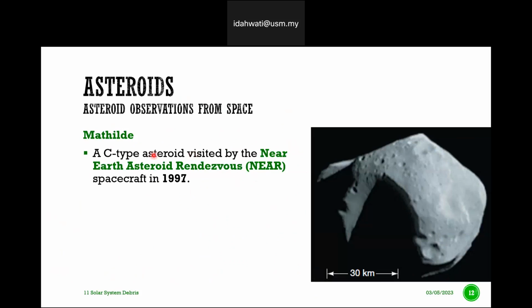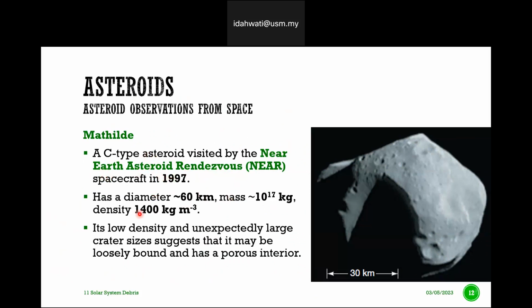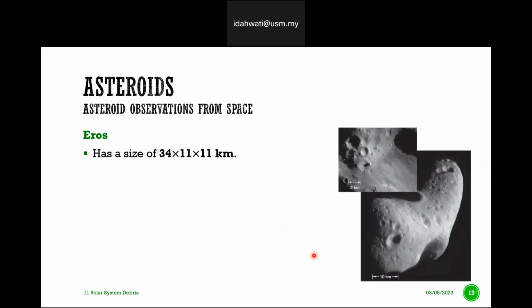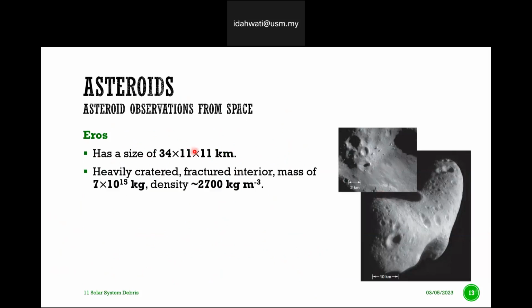Mathilde is a C-type asteroid visited by NEAR. NEAR is the Near Earth Asteroid Rendezvous spacecraft. It has a diameter of 60 km, with mass and density shown here. Its low density and unexpectedly large crater size suggest that it may be loosely bound and has a porous interior. How about Eros? Eros has a size shown here and is heavily cratered. We can see it is heavily cratered here, with a fractured interior.